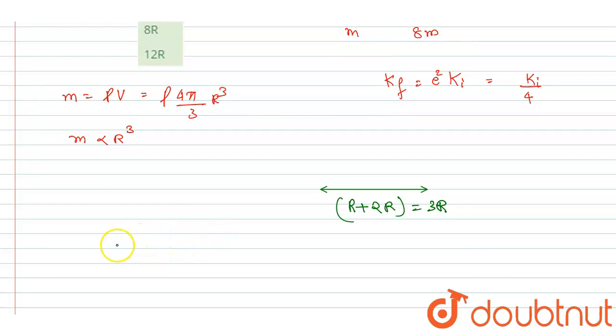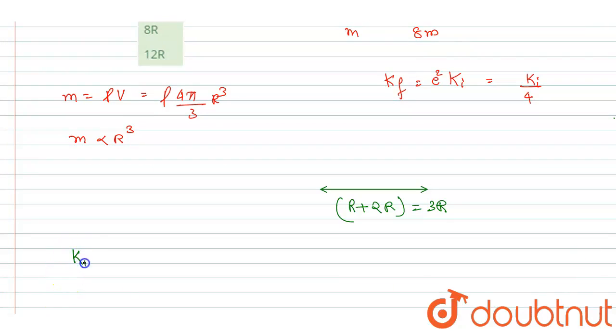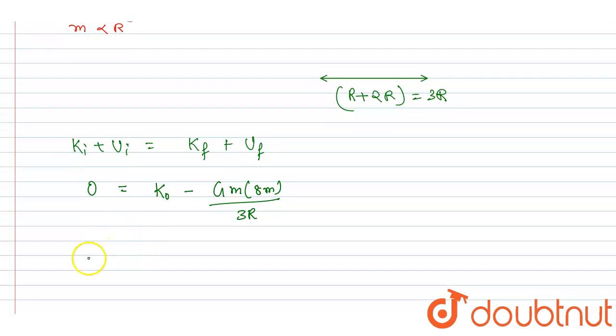So initially, the potential energy and kinetic energy were 0 because they started from infinity and from rest as well. They start from rest from a large distance. So at a large distance, the kinetic energy will be 0 and the potential energy will be 0. So from infinity, when they collide, what will be the kinetic energy? We already have seen that during the collision they have a kinetic energy of k naught. So I will write initially the kinetic and potential energy were 0, and this is k naught, and the potential energy was this. From here you will get the kinetic energy of the collision.